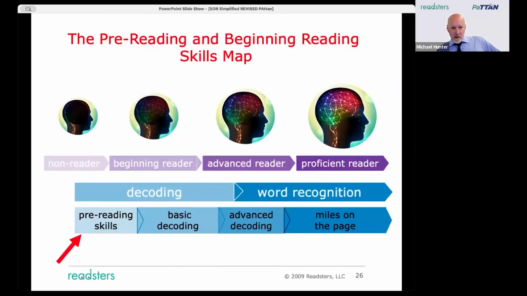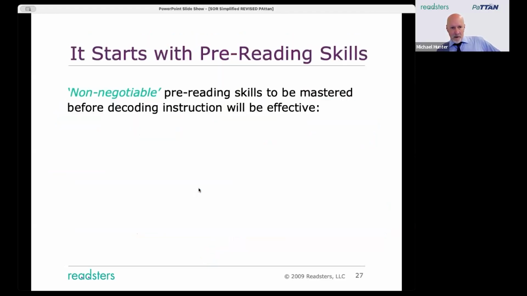So I'm going to go back to my other graphic and just relate it to that. So we've got pre-reading skills, basic decoding skills, and we don't go all the way through advanced decoding on this map. This is beginning reading skills. So we're probably about halfway through or getting into the advanced decoding skills on the other graphic. Okay, foundational skills, pre-reading skills starts with what I call the non-negotiable pre-reading skills that must be mastered before decoding instruction will be effective.